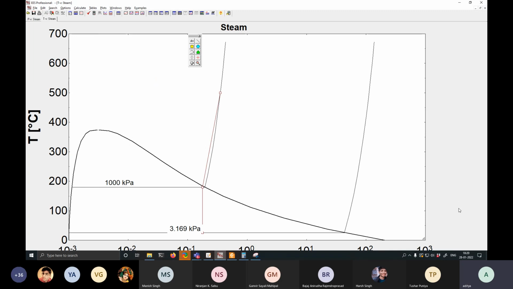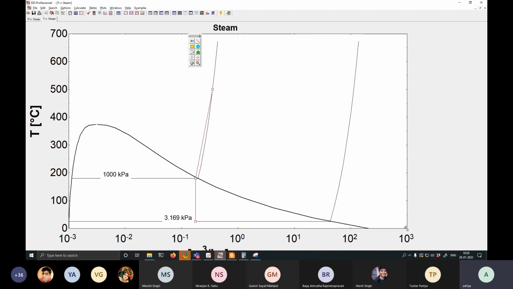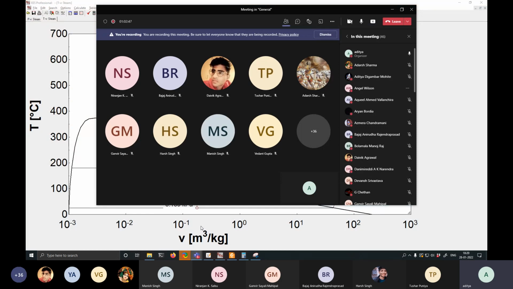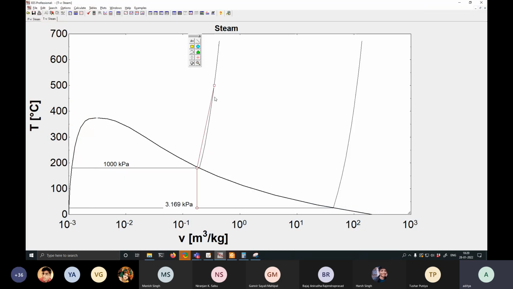Your name is Manish. So Manish, this is not correct. The actual process will go along this isobar. It will go to this point, then straight. Okay. Yes, sir. It will not go in this because ES does not know. It has simply plotted it like that. Okay. This much should be clear to everyone.